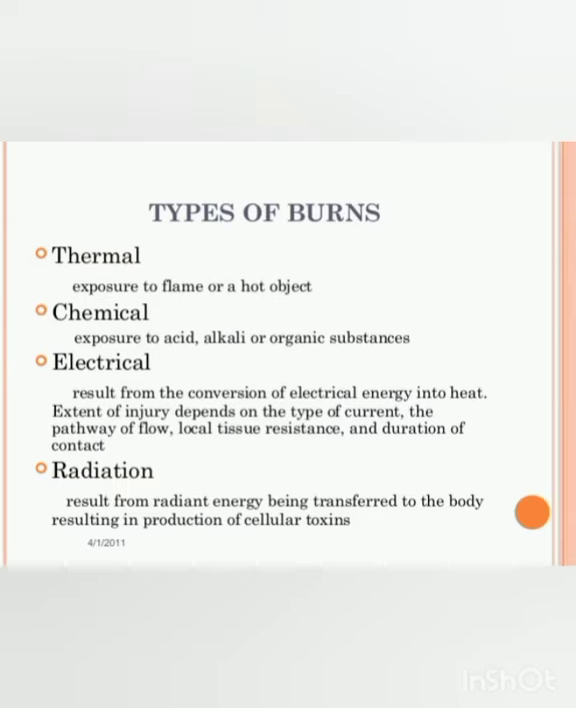It is usually four types: thermal burn, chemical burn, electrical, and radiation burns. Thermal burn is usually caused due to the exposure to a flame or a hot object. And chemical burn is caused due to the exposure to acid, alkali, or organic substances. Electrical burns result from the conversion of electrical energy into heat, and radiation burns result from radiation energy being transferred to the body.